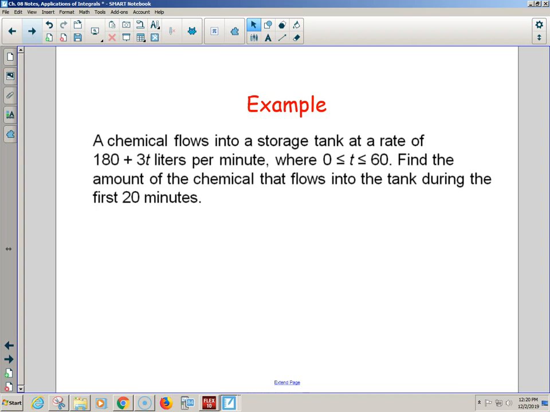All right, so what have you guys pulled out? Don't just read it to me. What have you pulled out? What's going on? Chemical flow is at 180 plus 3t liters per minute on the amount that flows into the first 20 minutes.